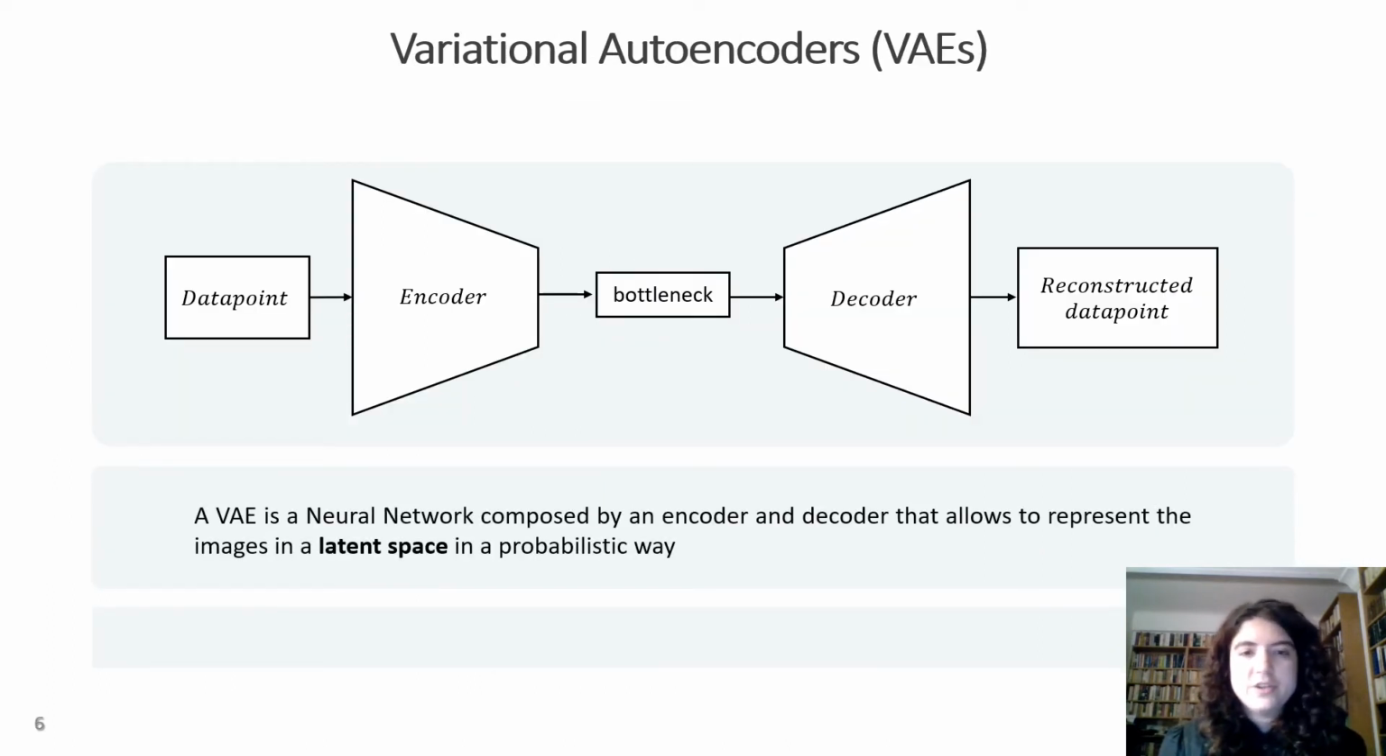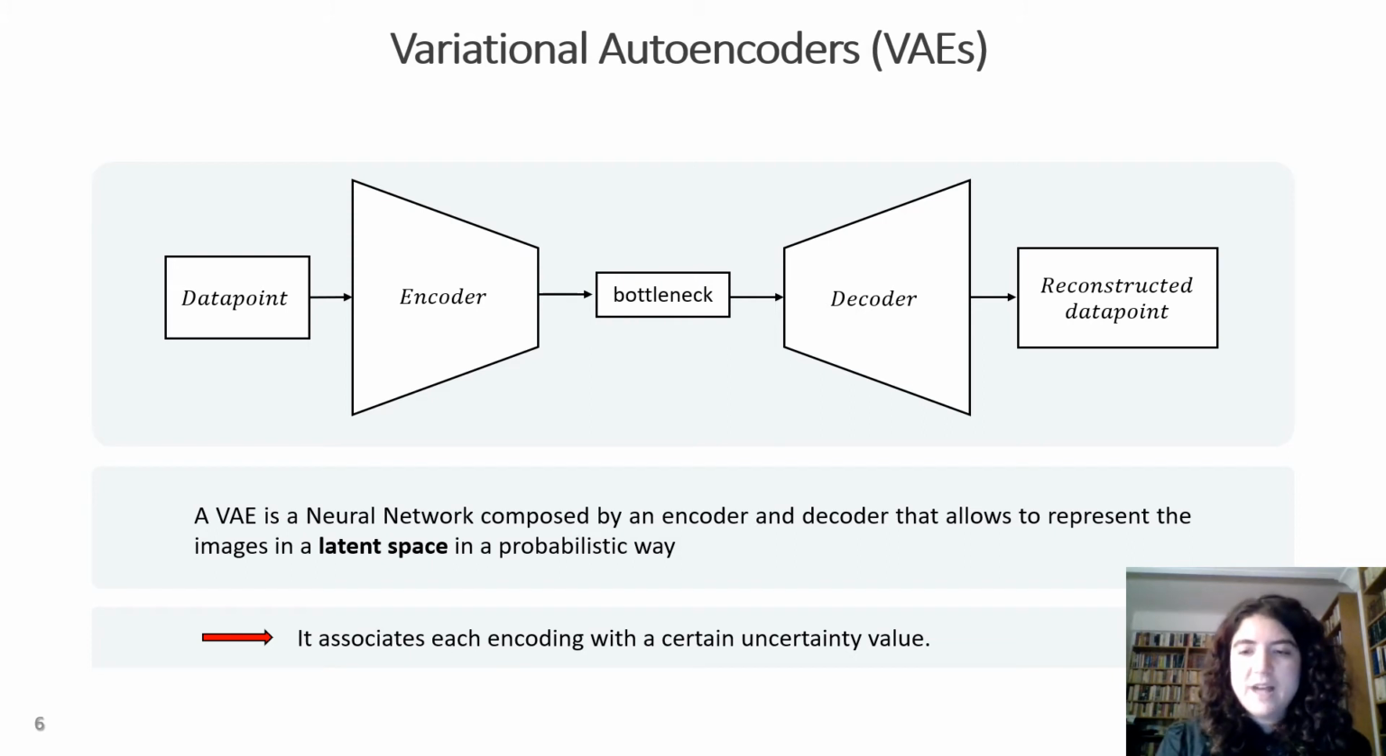Additionally, we use variational autoencoders, which are neural networks composed of an encoder and a decoder, allowing to represent images in a latent space in a probabilistic way. So each encoding is associated with a certain uncertainty value.